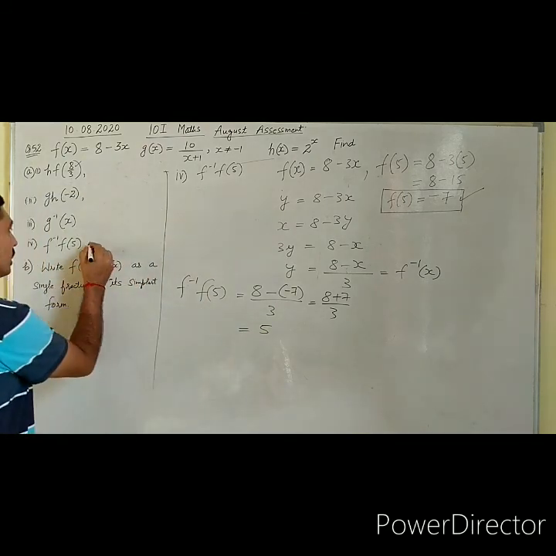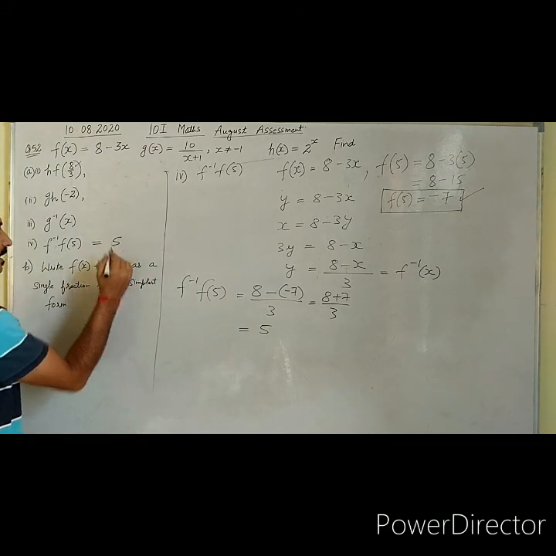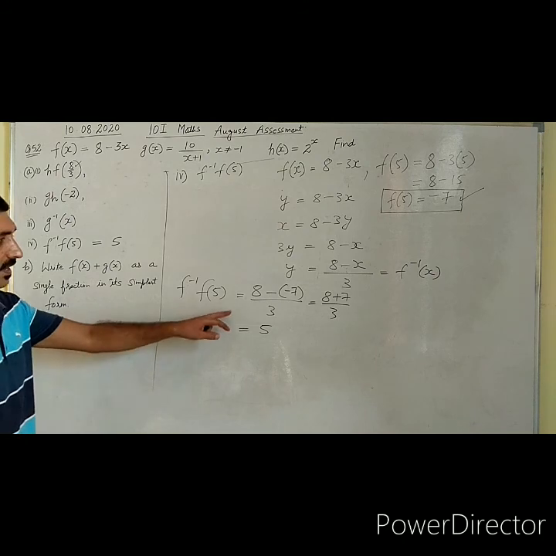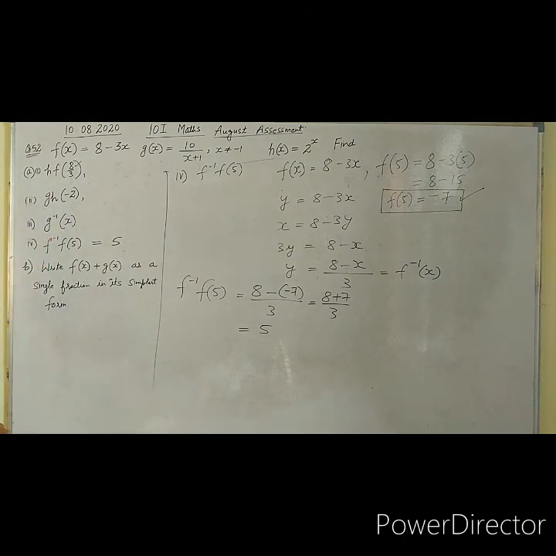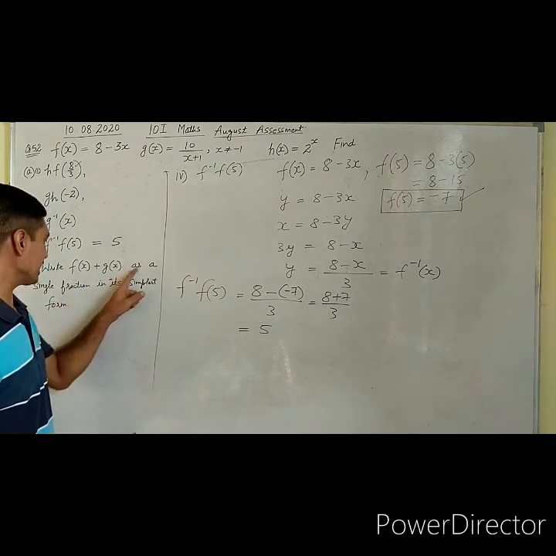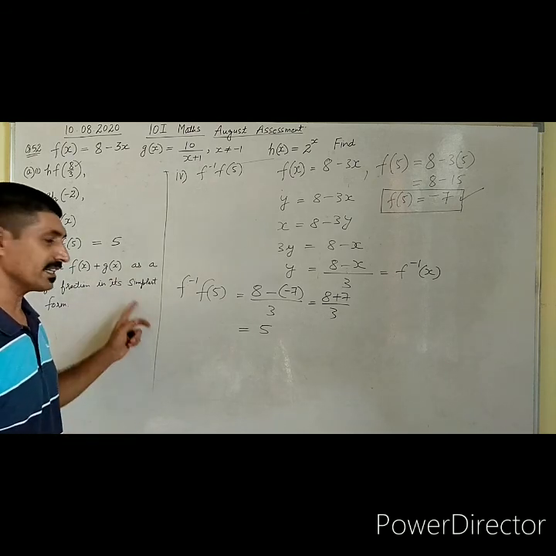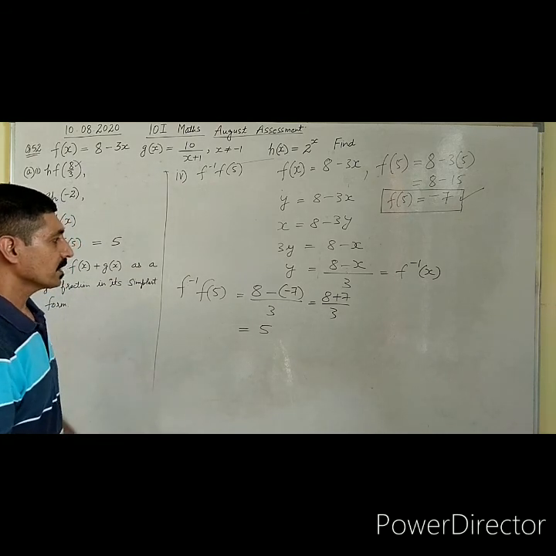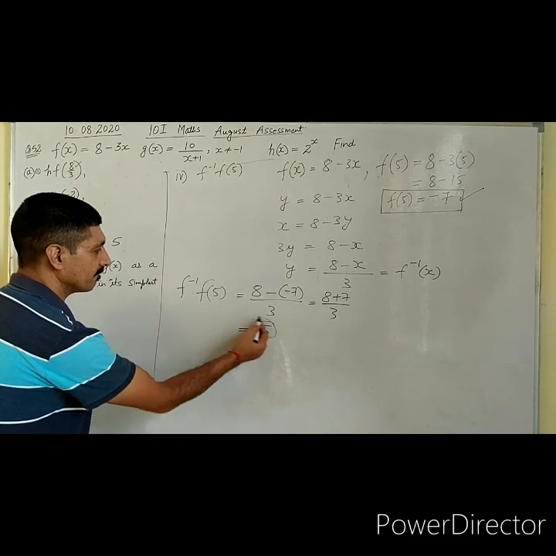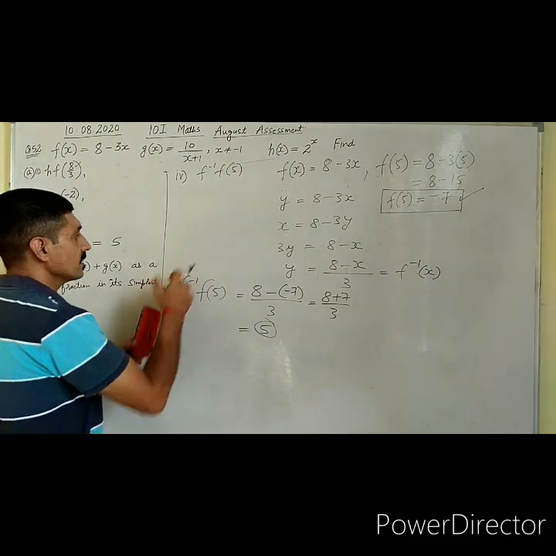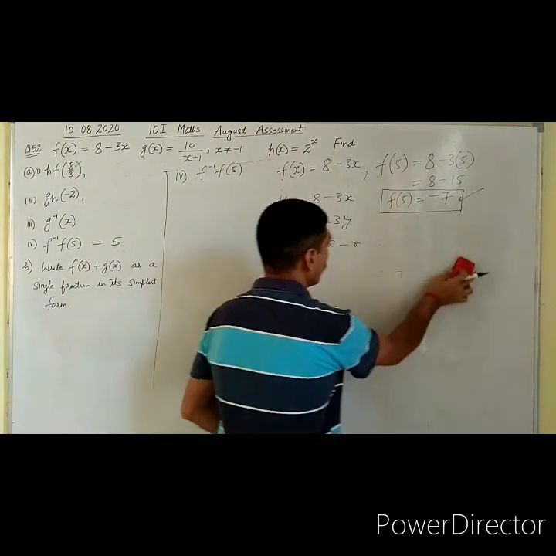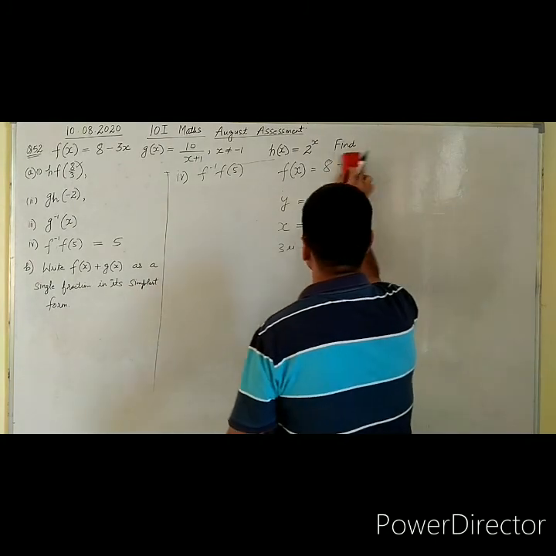So the value is 5 here, right? So we have the last part. Write f(x) plus g(x) as a single fraction in its simplest form. I hope you are clear with this fourth part. So this is about the question here.